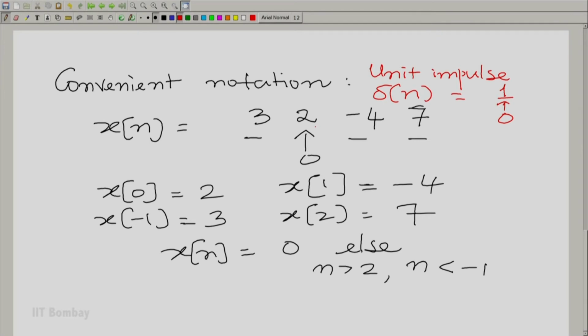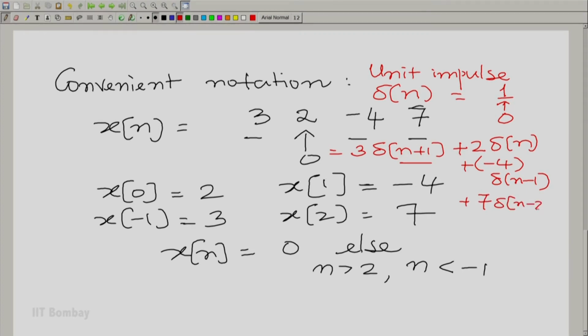Now, let us take this very x of n and express it as a linear combination of unit impulses. Let us go back to the x of n that we have here. Now, this sequence x of n is very easily seen to be 3 times delta n plus 1. Now, delta n plus 1 means the unit impulse shifted backward by 1 step, plus 2 times delta n, plus minus 4 times delta n minus 1, plus 7 times delta n minus 2. This is a simple example which tells you how you could associate a combination of appropriately weighted impulses with any sequence.